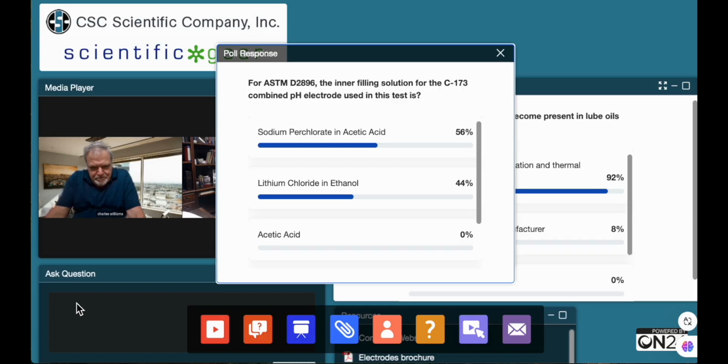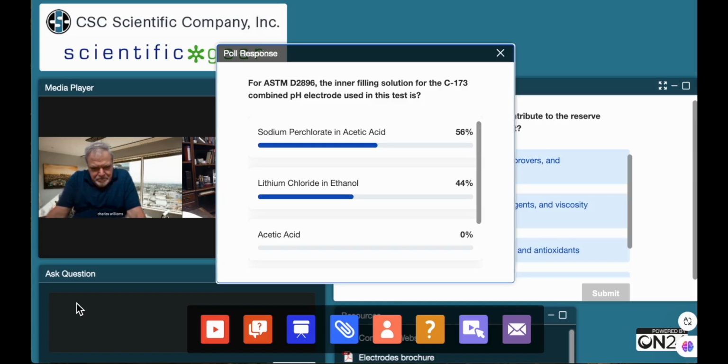Okay. Next question. What three types of additives contribute to reserve alkalinity of a lube oil product? A, detergents, viscosity improvers, or antioxidants? I talked about this a lot, you guys. B, detergents, antistatic agents, and viscosity improvers. C, detergents, dispersants, and antioxidants. And D, none of the above.